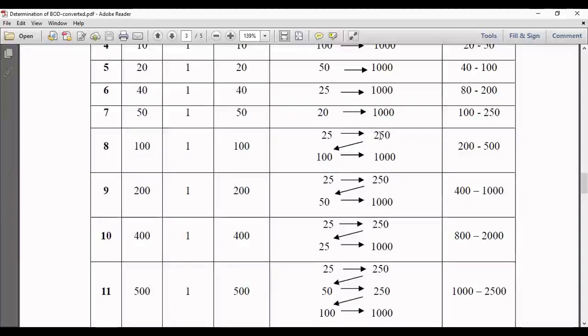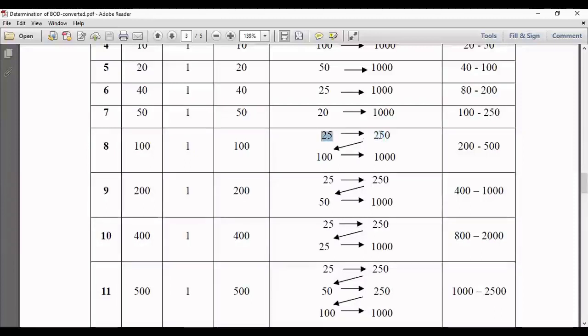So here you can see 250 divided by 25 comes out to be 10, right? So in the first step we have achieved the dilution factor as 10. In the second step, if you see here also, 1000 divided by 100 is again 10. So in the second step we have also achieved the dilution factor as 10.